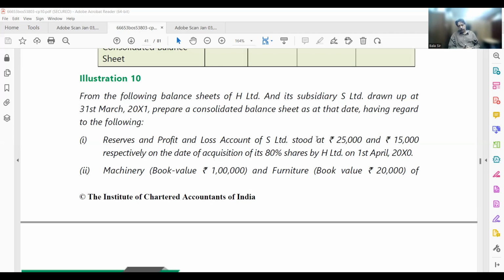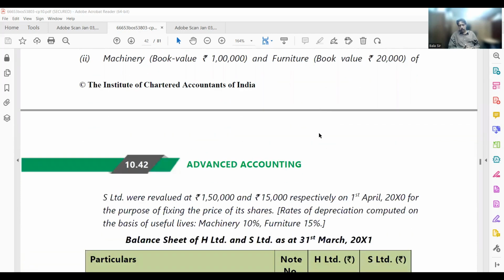Number 2. Machinery, book value rupees 1 lakh, and furniture, book value rupees 20,000, of S Limited were revalued at rupees 1,50,000 and rupees 15,000 respectively on 1st April 20X0. You saw that your company had a machine worth rupees 1 lakh on 1/4/20X0. That was revalued at 1,50,000. And you had furniture worth rupees 20,000. It has been revalued at 15,000 rupees.